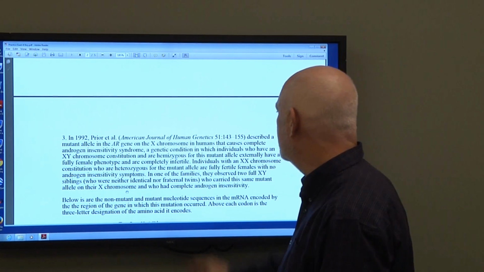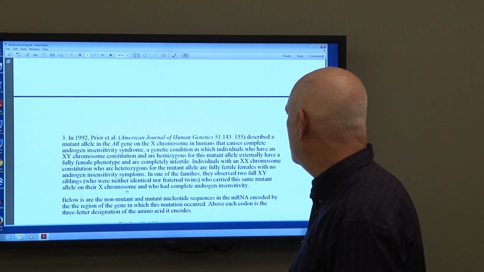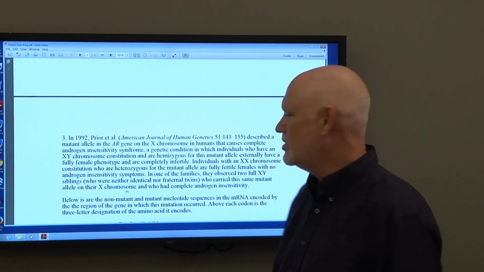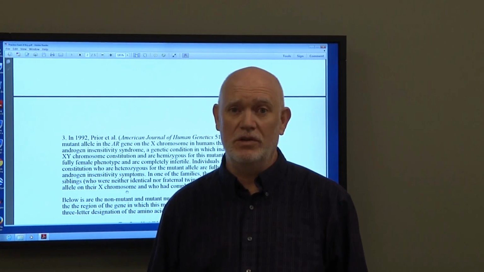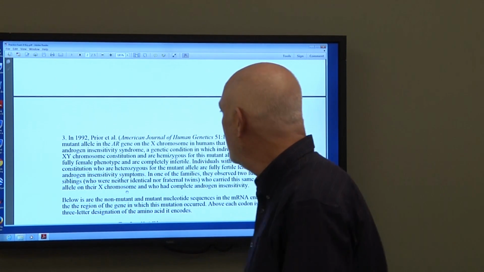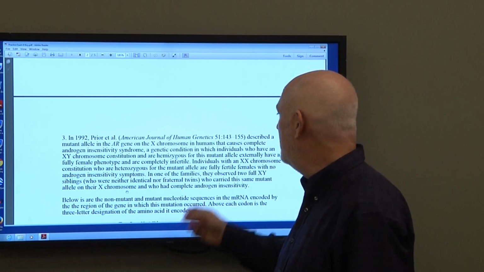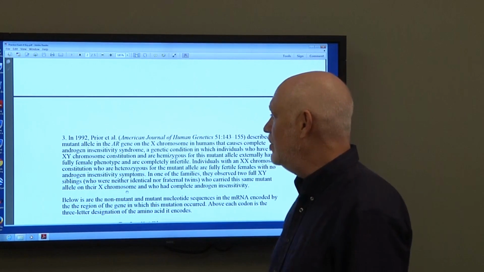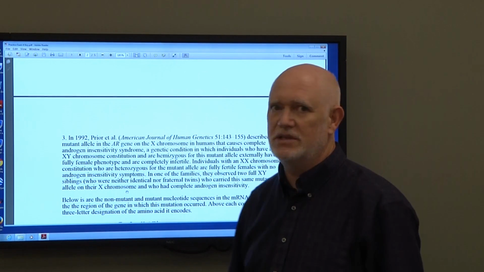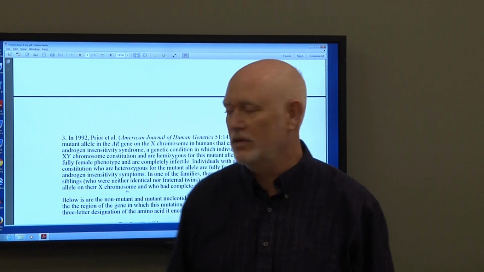And in this case, in one of the families, they observed two full siblings who had an XY chromosome constitution. They were neither fraternal nor identical twins, meaning they were born at subsequent times. They had XY chromosomes, but they had that mutant allele on their X chromosome, and therefore they had complete androgen insensitivity, and therefore had a female phenotype and were fully infertile.